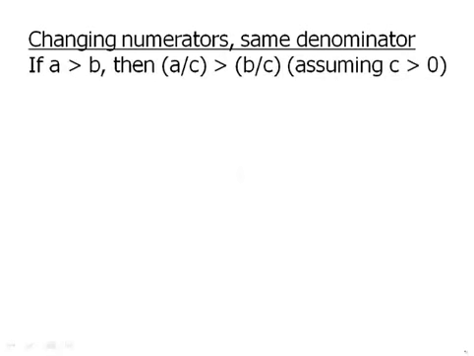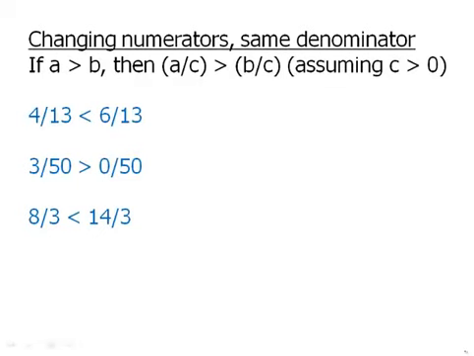First of all, a very basic rule, changing numerator, same denominator. If we keep the same denominator, then making the numerator bigger makes the fraction bigger. Making the numerator smaller makes the fraction smaller. This is probably pretty obvious. And so these are some examples. These are probably things that most people find pretty easy to see which one is going to be bigger.